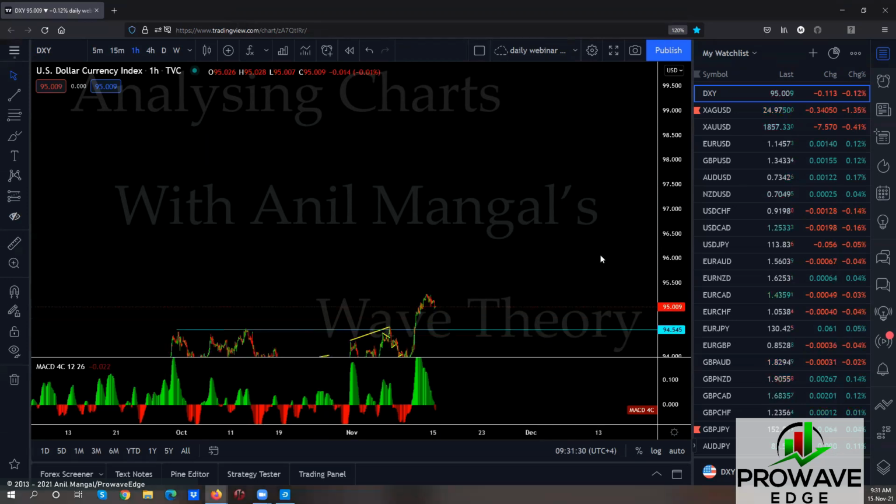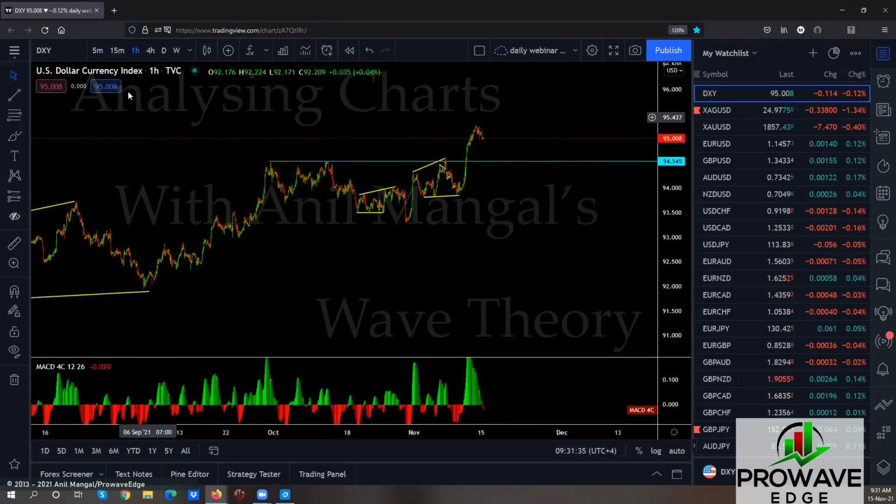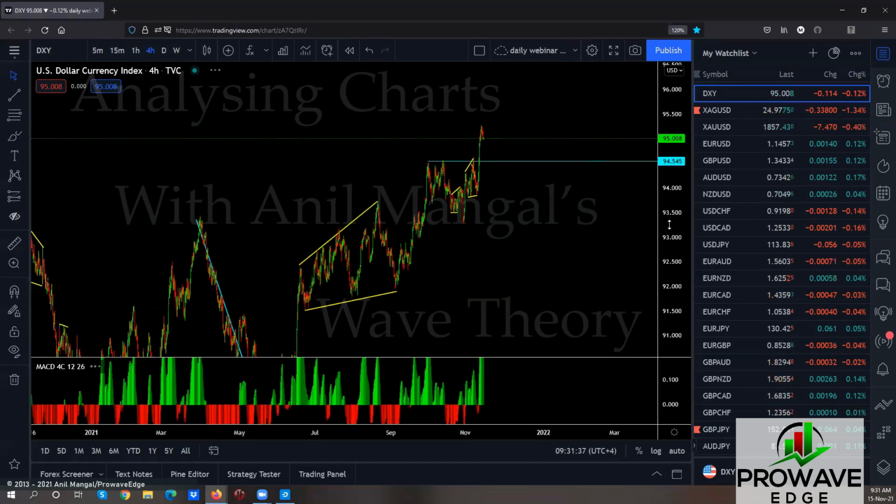Let's start. Dollar index. If you're following me for a while, and this is mostly for traders who are following me for a while, this is what we were looking at. We were looking at the dollar index, and we're still in this one.